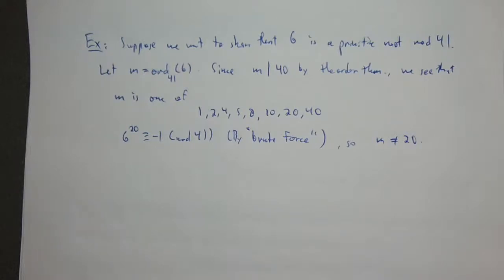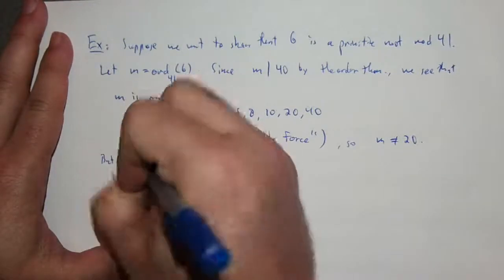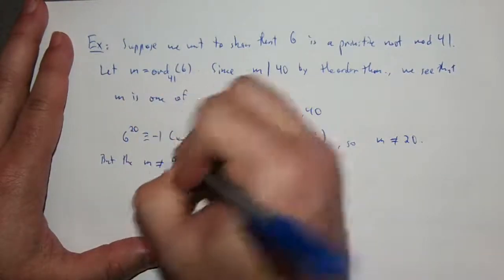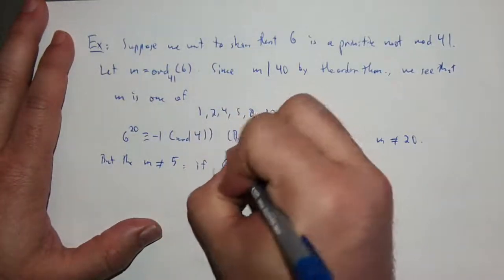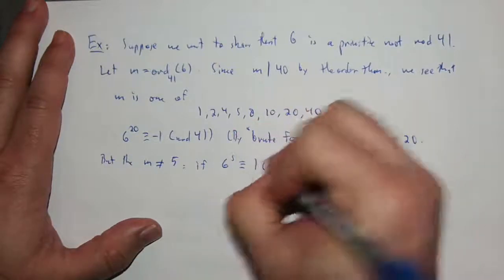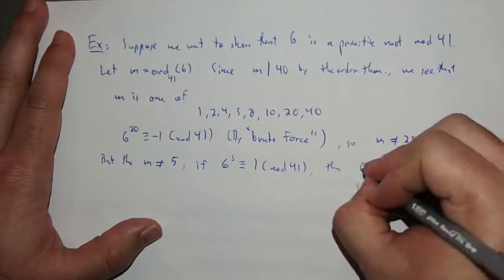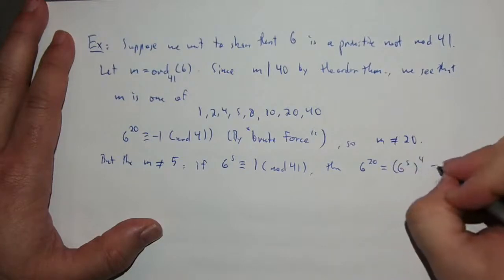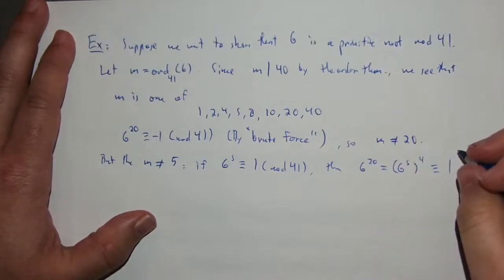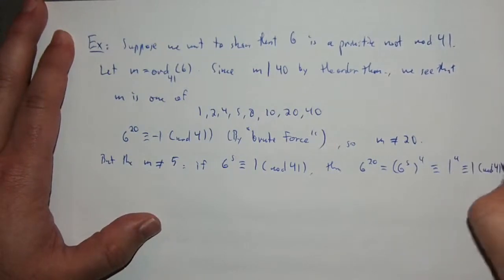But now, without doing any further computation like this, M cannot be 5, right? Why? Well, if 6 to the 5th was congruent to 1 mod 41, then 6 to the 20, which is 6 to the 5th to the 4th, would be congruent to 1 to the 4th, or 1 mod 41. But it's not, right?